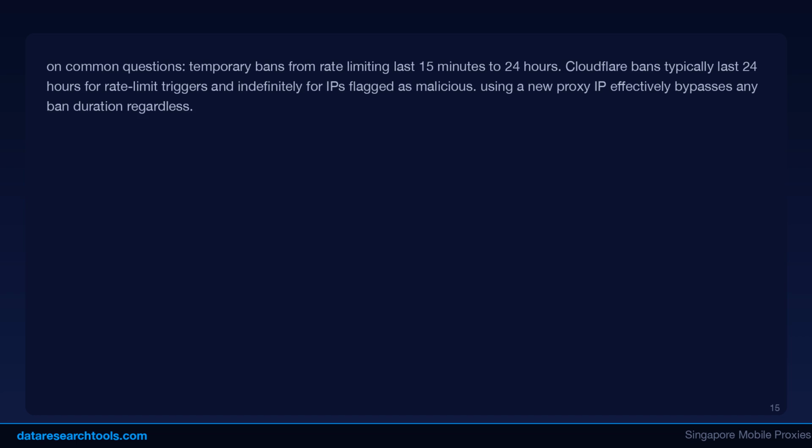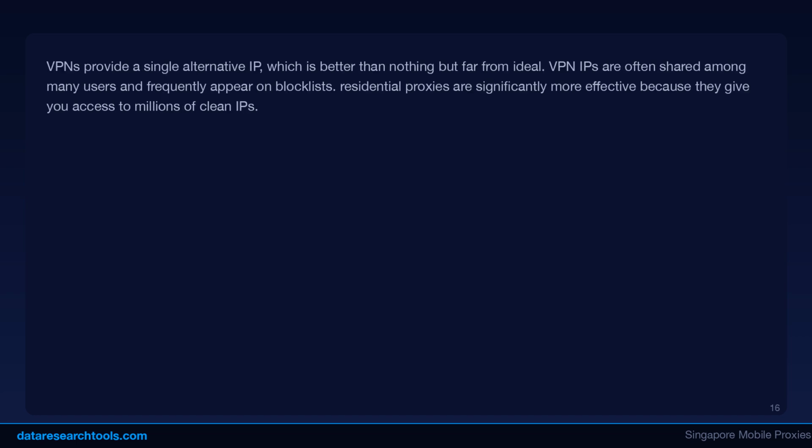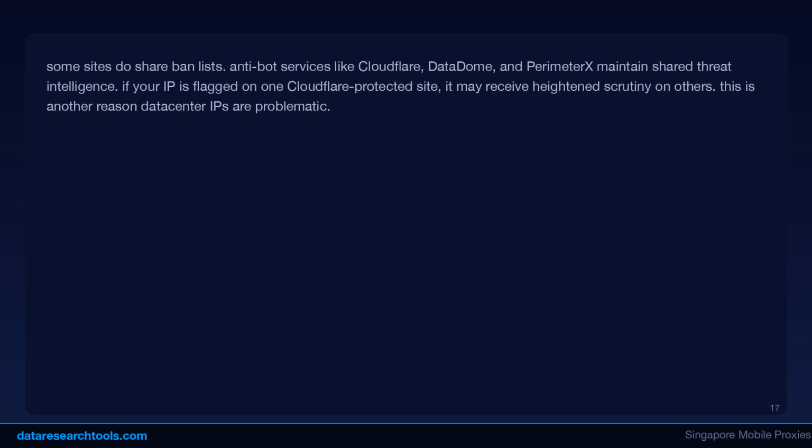On common questions, temporary bans from rate limiting last 15 minutes to 24 hours. Cloudflare bans typically last 24 hours for rate limit triggers and indefinitely for IPs flagged as malicious. Using a new proxy IP effectively bypasses any ban duration regardless. VPNs provide a single alternative IP, which is better than nothing but far from ideal. VPN IPs are often shared among many users and frequently appear on block lists. Residential proxies are significantly more effective because they give you access to millions of clean IPs.